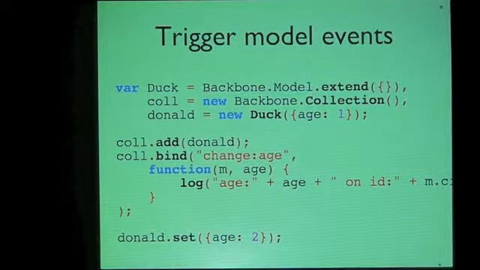So this is going to show how a model event gets triggered or bubbled up through the collection. Setup here, duck is age 1. I'm going to add a duck to the collection right here. I know that a model will fire, or trigger, a change event when it gets changed. So I'm going to give it a callback, and I'm going to log that change event. But I'm not binding the callback to the duck, I'm binding it to the collection. And to the duck, I'm going to set the age to 2.